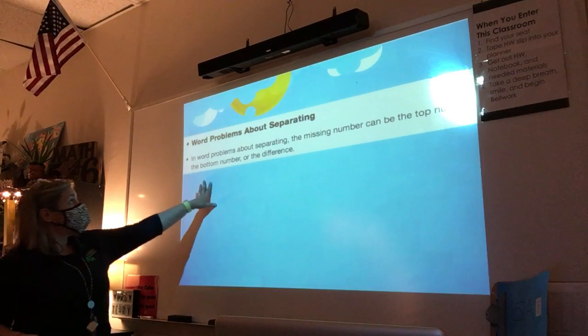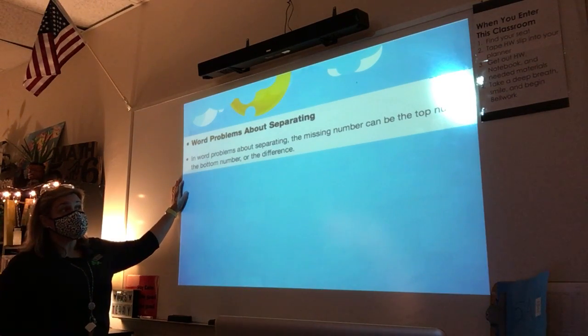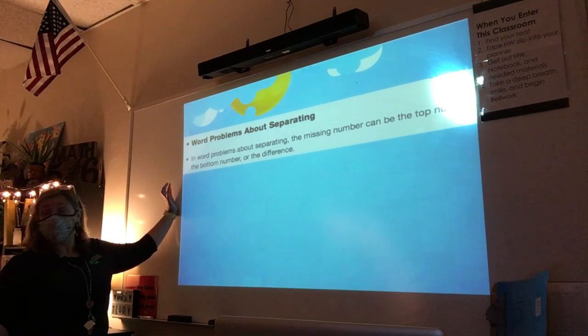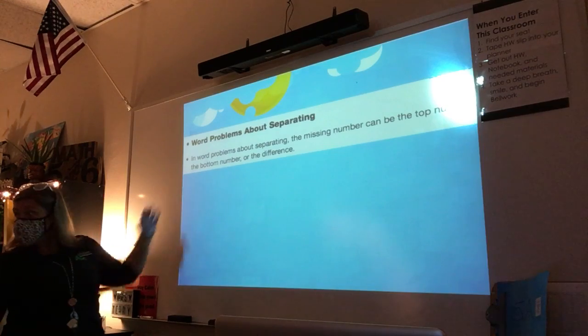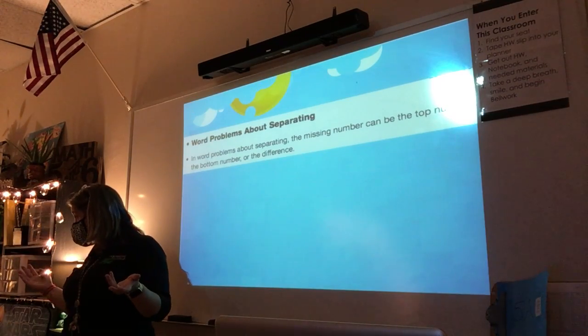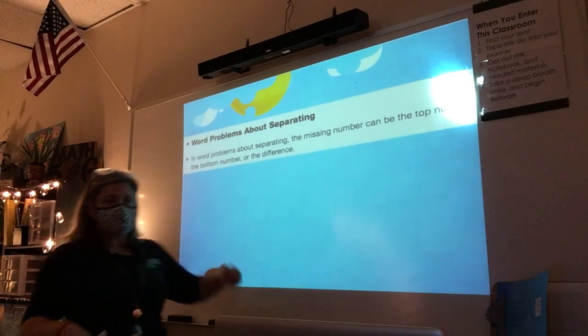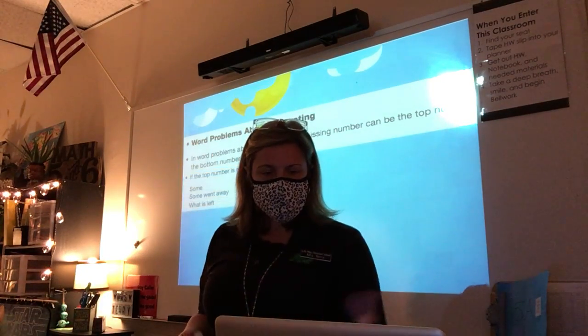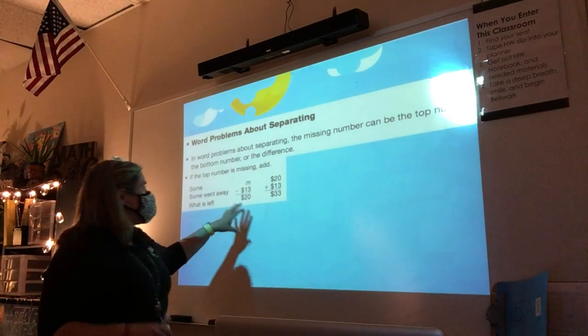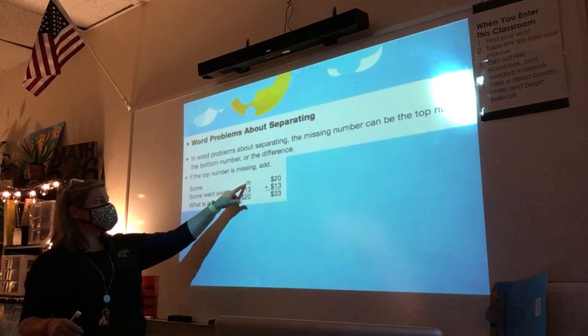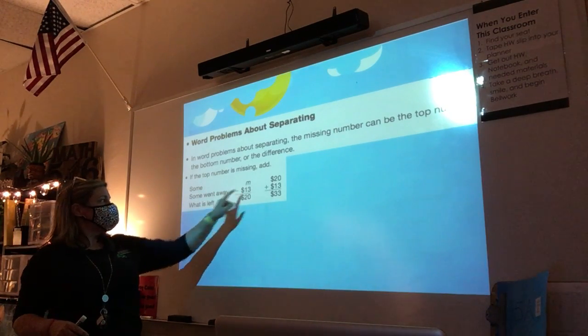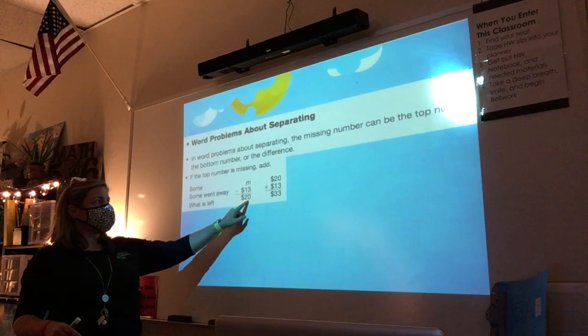Word problems about separating. In word problems about separating, the missing number can be the top number, the bottom number, or the difference. Just like when we've been doing the combining problems, it could be one of the addends that was missing, or it could be the total that was missing. All right, so they're going to give us some information here. They're going to say some went away, and then what was left is the 20.